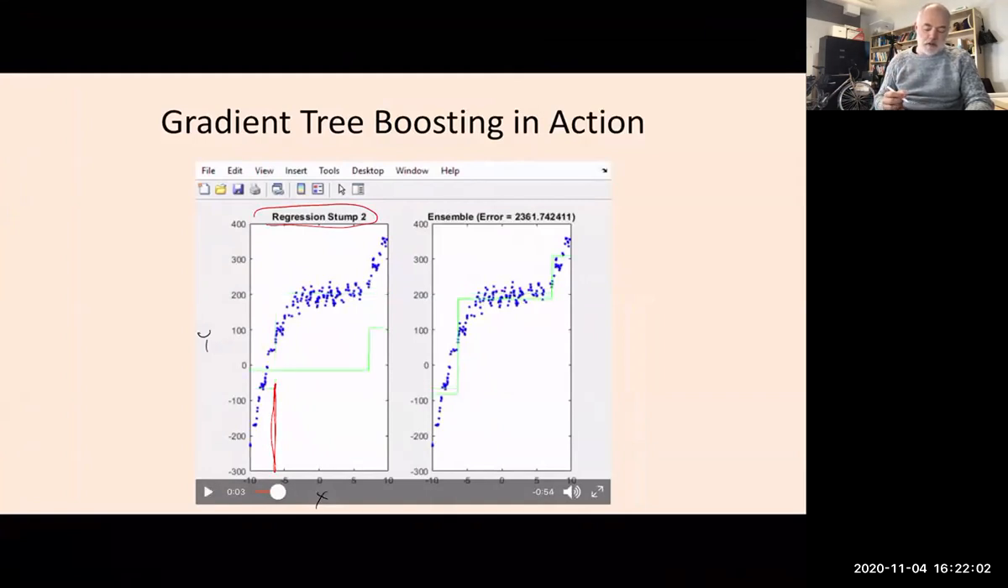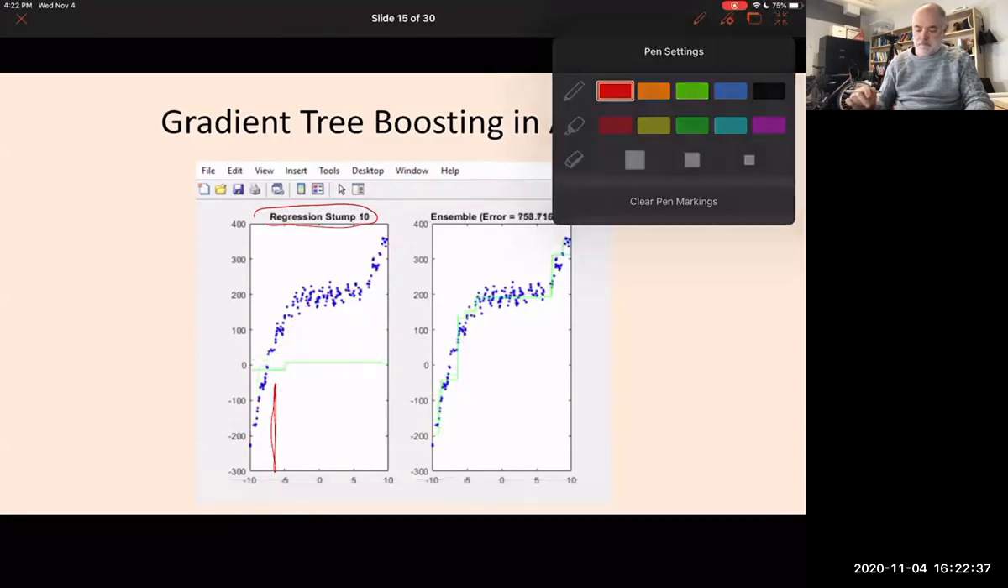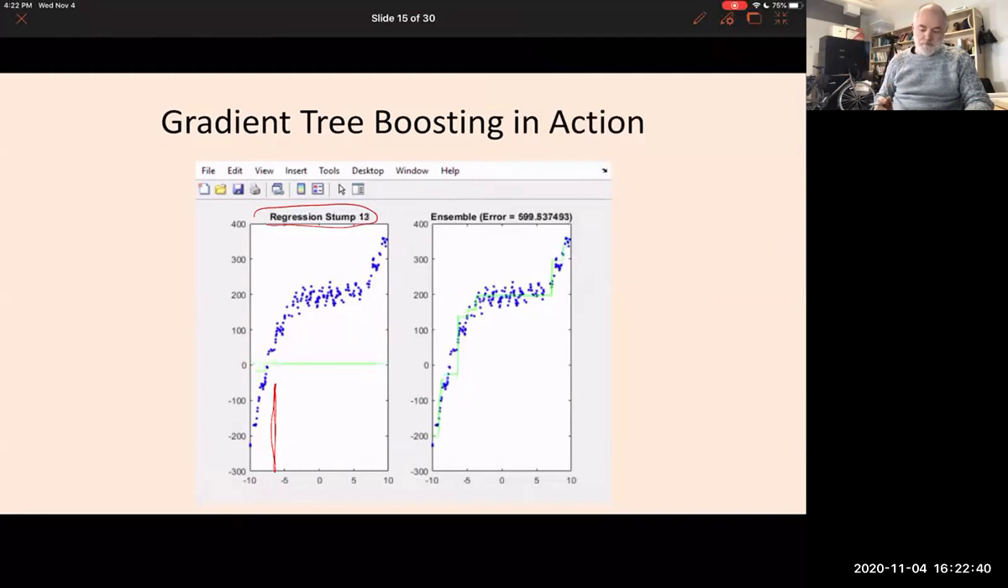Second stump comes along, and you'll notice that this second stump, the function that it learns, does not look at all like the actual function, but instead it looks like a function that deals with the error that was made over here by the original stump. And by adding these two together, you get an ensemble that looks like this, right? And if you continue this process for a long time, and I'll clear my pen markings, you see that it learns.